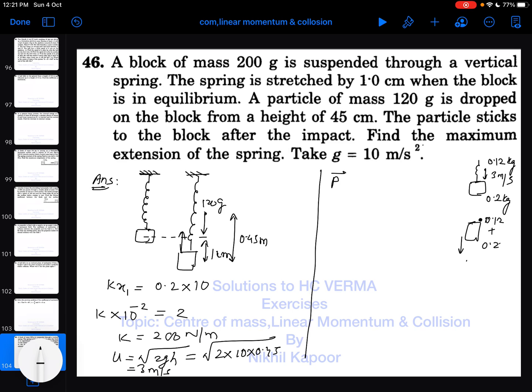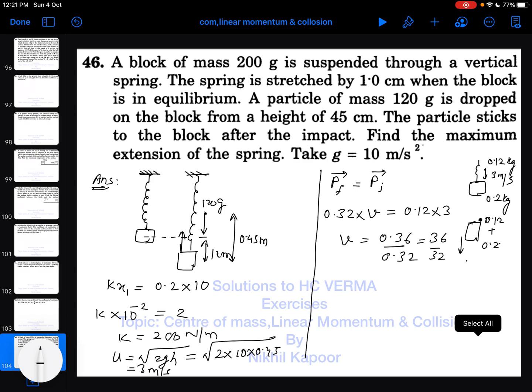By conservation of momentum, total momentum of the system finally must be equal to total momentum of the system initially. As the two blocks get clubbed together, the total mass will be 0.32 into their common velocity, equal to the initial momentum of the system, which is 0.12 kg into 3, while the other block is at rest. That comes out to be 0.36 upon 0.32, that is 36 upon 32. So 4 9s are 36 and 4 8s are 32. So the final speed with which the combined system is going down is 9/8 meter per second.